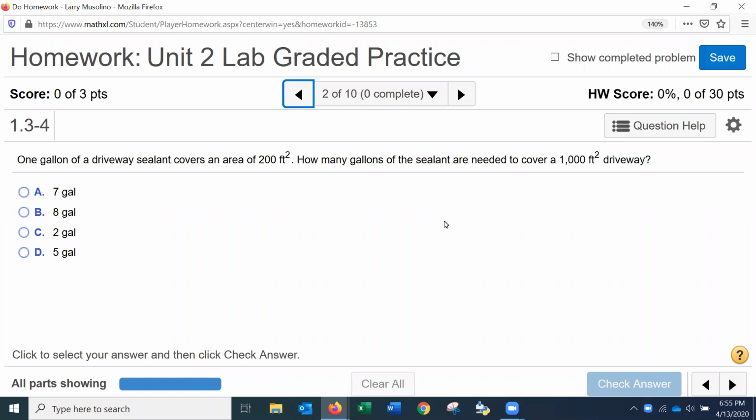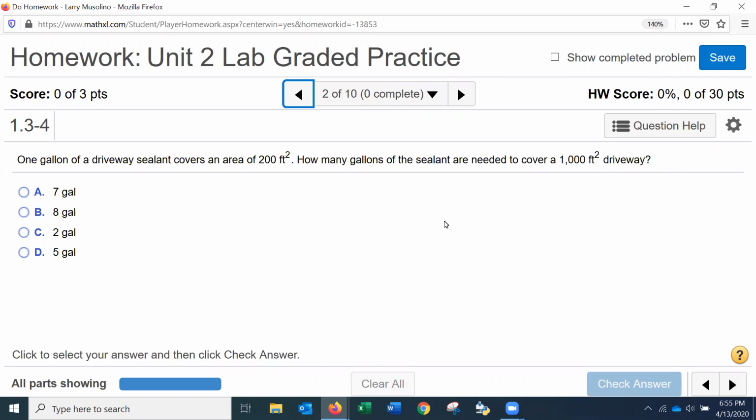I wanted to give you a few examples from the Unit 2 graded practice in my math lab. So I want to help you get started here. So let's take a look at a few typical examples from this Unit 2 graded practice.